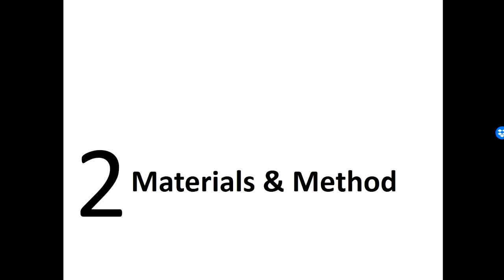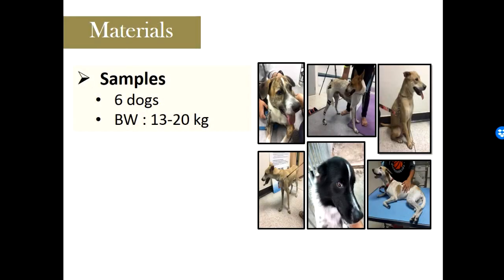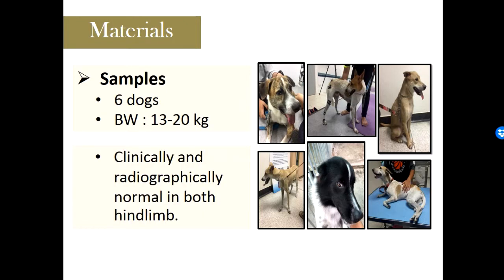So the objective of this study is to establish reference kinematic data of the normal stifle joint in mixed breed Thai dogs. Six dogs with body weight between 13 to 20 kg were used as subjects. All dogs were assessed as clinically and radiographically normal in both hind limbs.